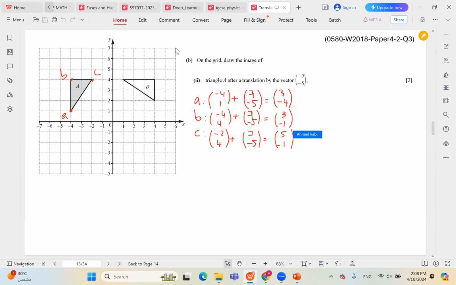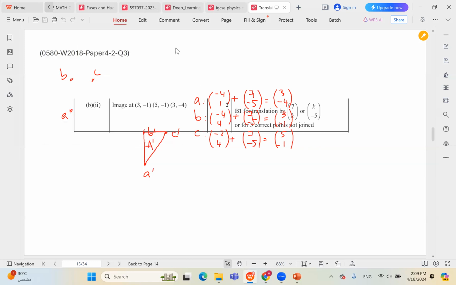And you plot them down on the graph. So 3 and -4 would be here. This would be A dash. 3, -1. This would be B dash. And 5, -1 would be C dash. And the triangle looks something like this. This is the new triangle A, or A dash, like this. A dash means the image of A, of course. So 3, -1, and 3, -4, and 5, -1 are the correct answers here.